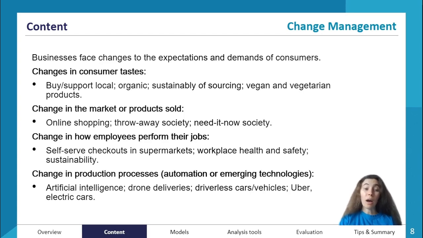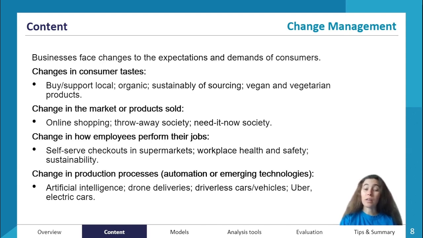So, in the market or products that are sold, the way that things are sold, for example online shopping, has obviously grown over the years. We've got the sort of society that we live in, the throwaway society or the need-it-now society, which can impact the way that a business operates and how employees perform their jobs.